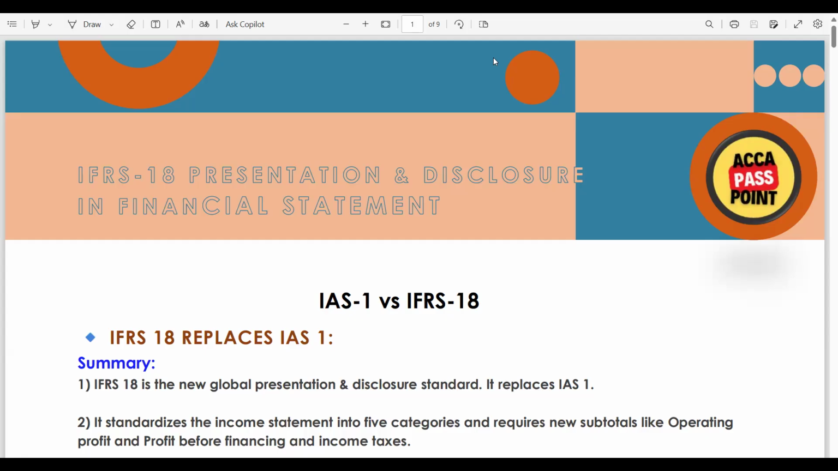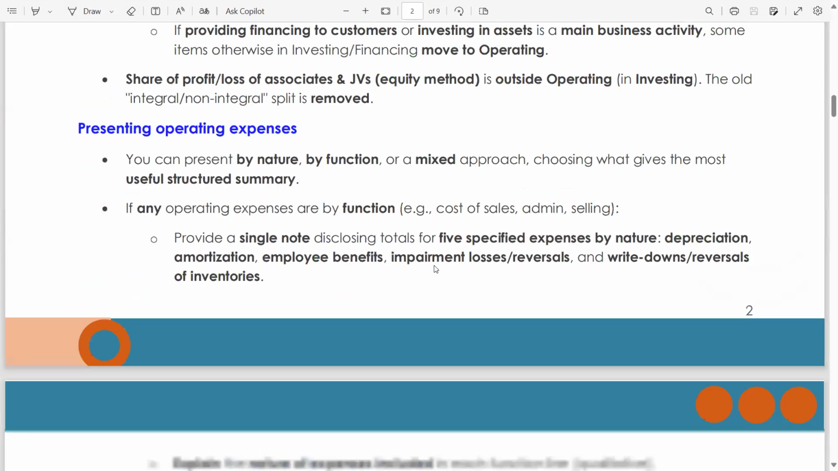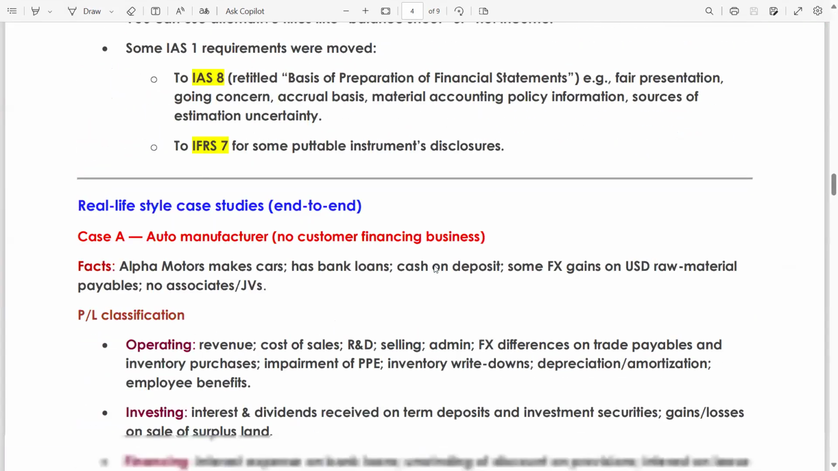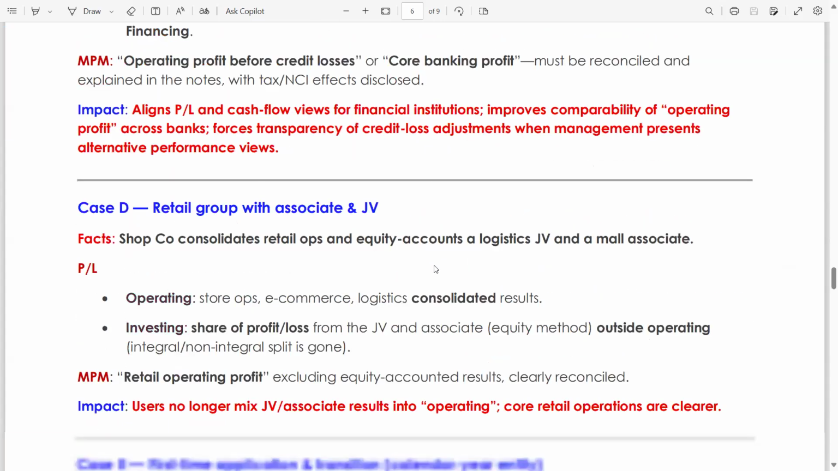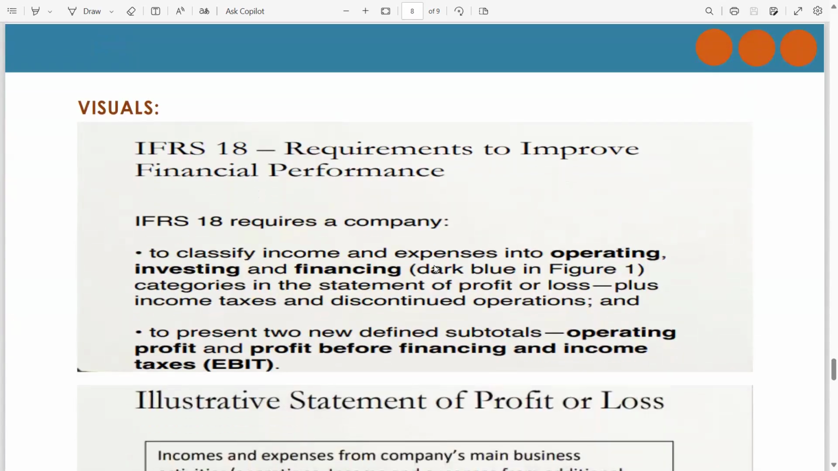Today's lecture is all about IFRS 18 and IAS 1, and how IFRS 18 will progress in the upcoming months or years. The effective or tentative date of IFRS 18 implementation is January 2027. Before starting the IFRS 18 reading, I would like to show you the visuals of how the statement of profit and loss will be prepared as per IFRS 18. There are a few visuals at the end of this slide.